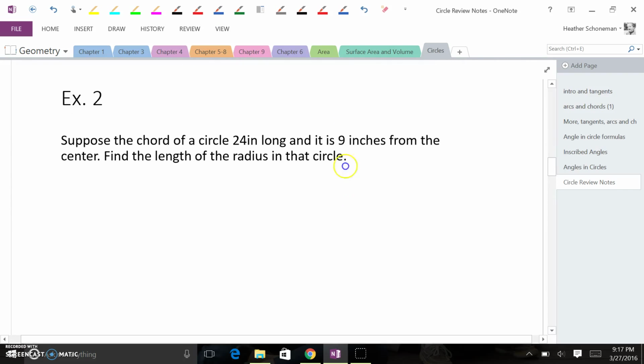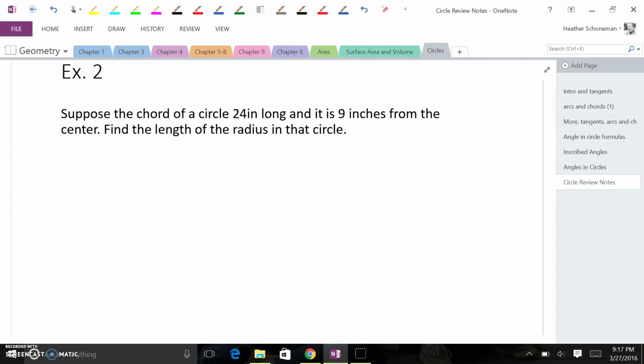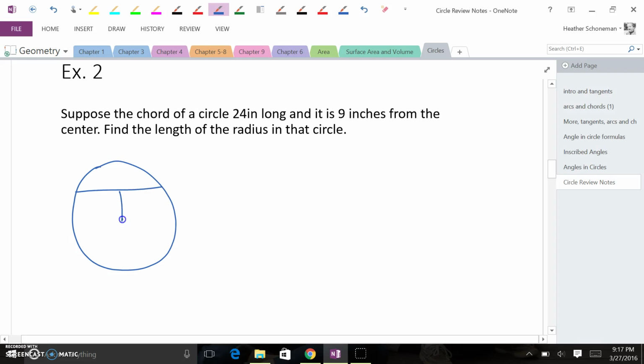Alright, some more examples. Oh, word problem. Now remember, we don't even read the problem first. We draw the picture. So we have our circle, we have our chord, we have the distance from the center, which is always measured at a right angle, and we have the radius. Okay, the chord is 24 inches long, which is that whole length, and it's 9 inches from the center, and we need to find the length of the radius.